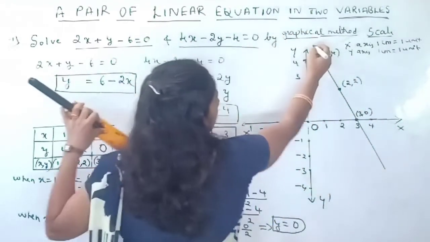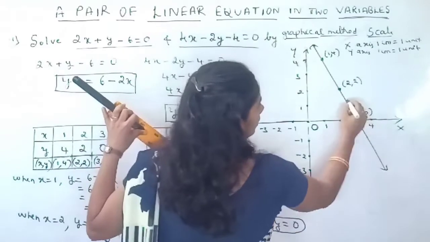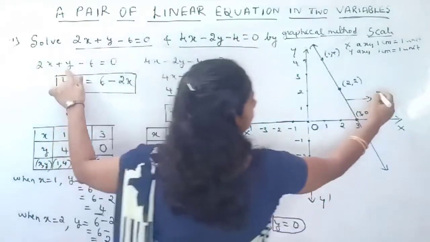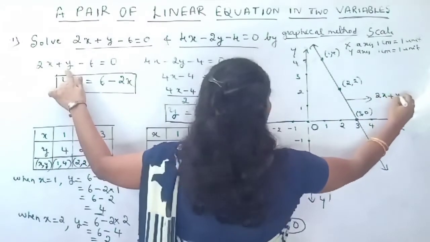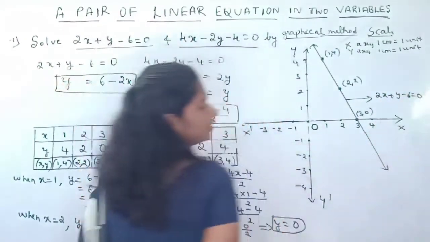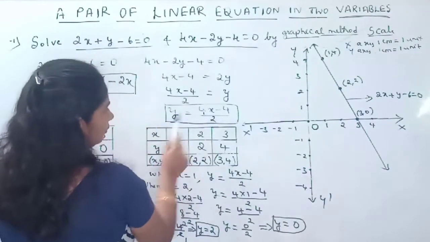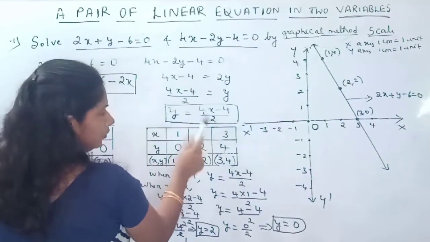This graph represents 2x plus y minus 6 equal to 0. Similarly, let us locate the points for y equal to (4x minus 4) by 2.